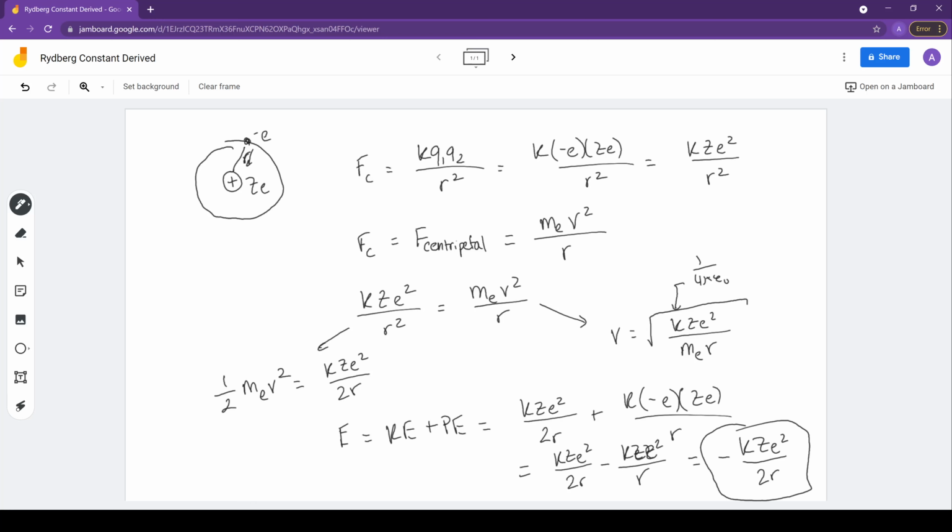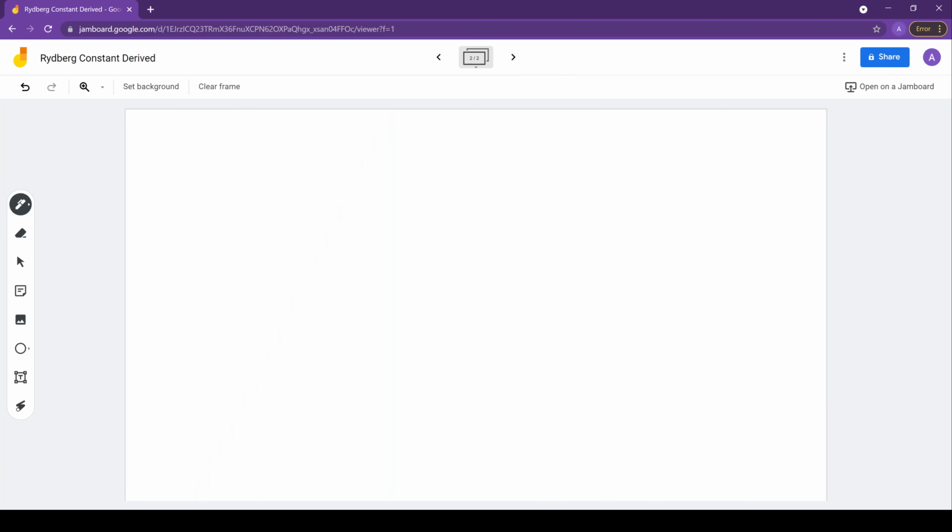But we don't know the radius of the hydrogen atom, the radius that it's orbiting at. So we want to find some sort of equation for the radius. And that's what we're going to do in the next slide when we talk about the quantization of angular momentum. So let's talk about that really fast. I'm going to copy a few things onto the next slide. We have v equals root of K Z e squared divided by m_e times r. This was what we found on the last slide. And we also found that the energy level is equal to negative K Z e squared divided by 2r.